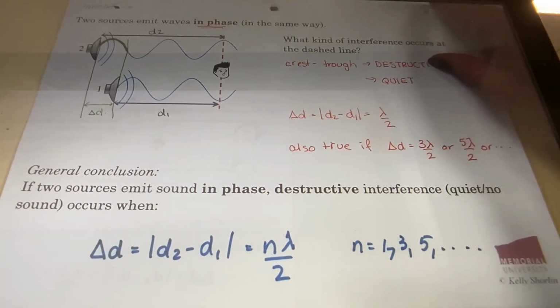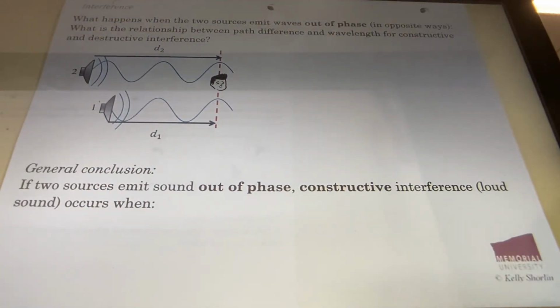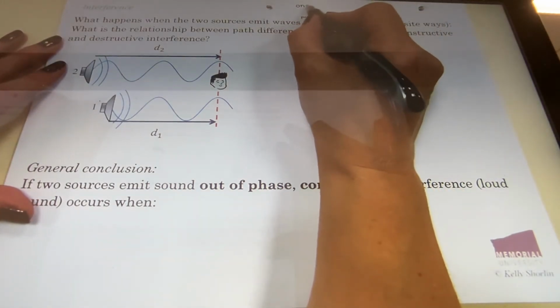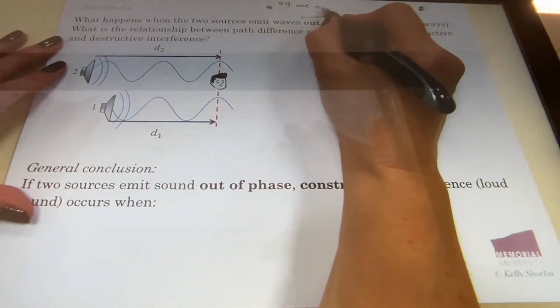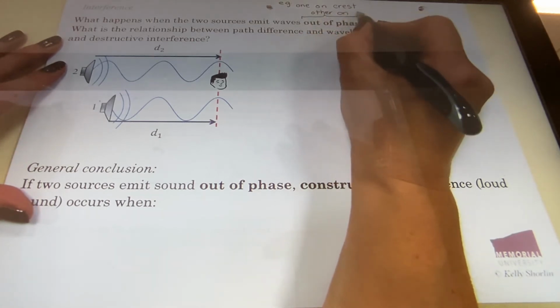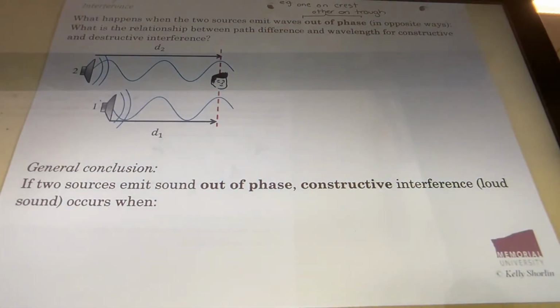Okay, so that's constructive and destructive, loud and quiet when our waves are in phase. Now let's talk about out of phase. So what happens if our two sound sources emit waves out of phase? So that means, for example, one on crest, other on trough. So how do we get our constructive and destructive if they're out of phase, if they're emitting in opposite ways?